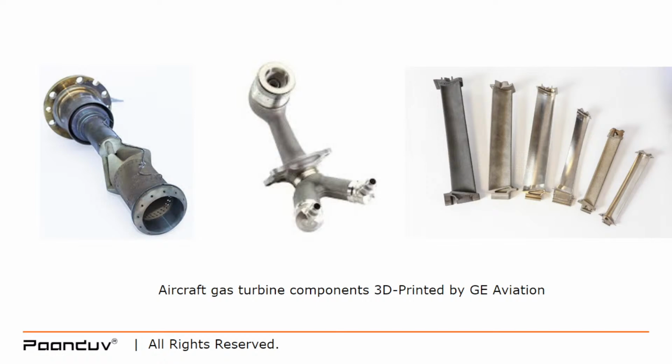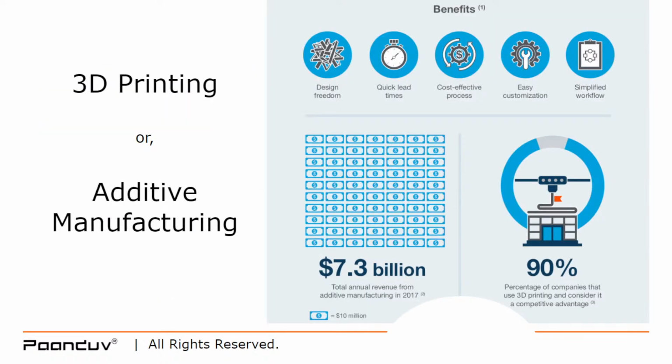This is just to highlight that the aerospace and defense sector has adopted 3D printing more than the other sectors, and they have actually started making parts that could potentially be used for sensitive areas of application such as aerospace and defense. 3D printing is also known as additive manufacturing, and some of the benefits of 3D printing over conventional manufacturing are that it provides design freedom, quick lead times, a cost-effective process, ease of customization, and simplified workflow.